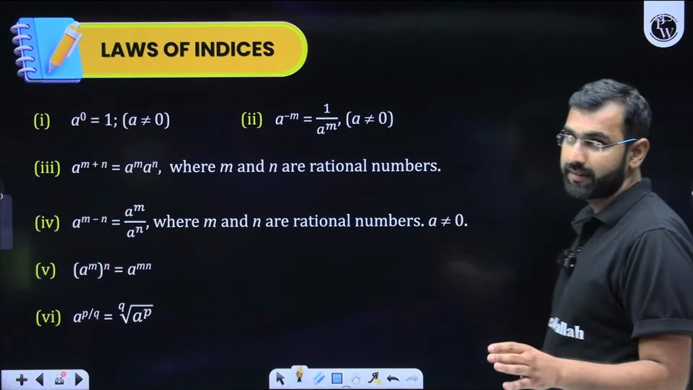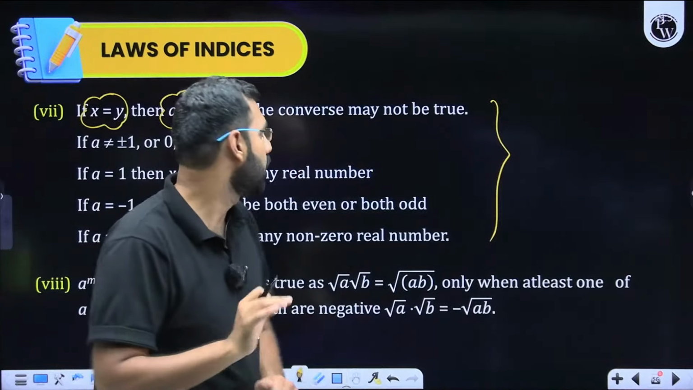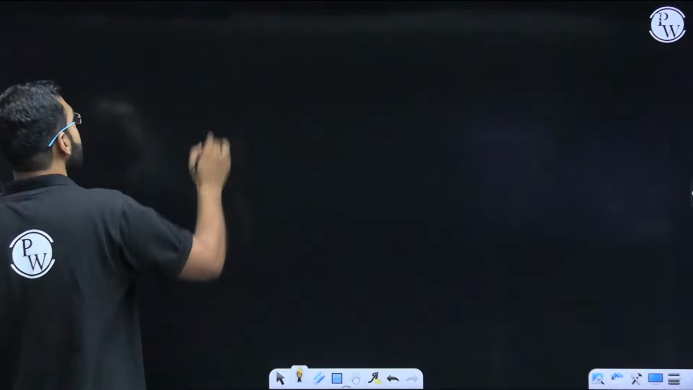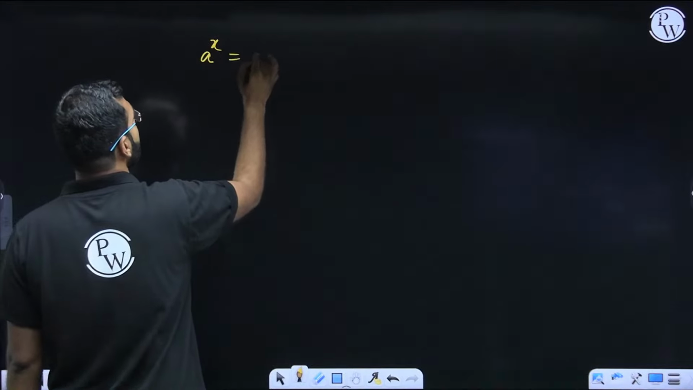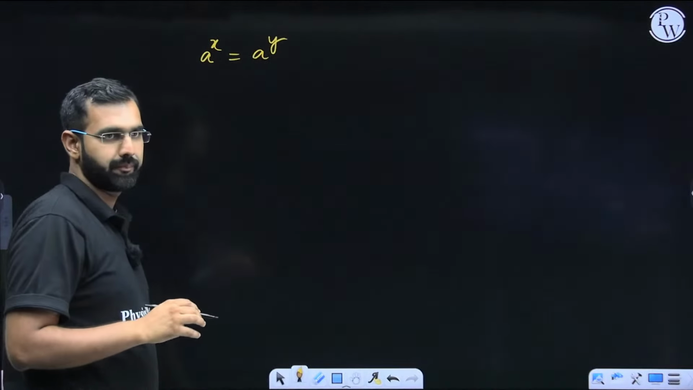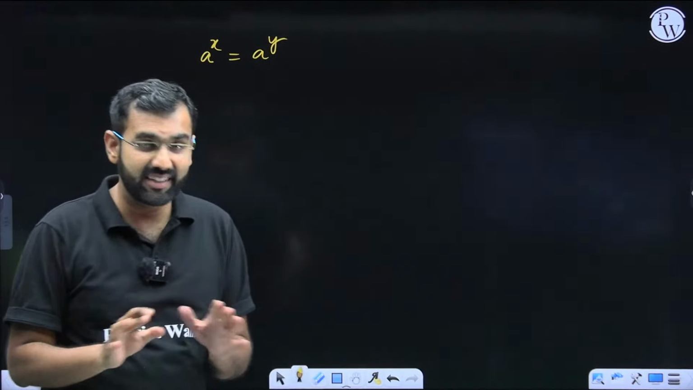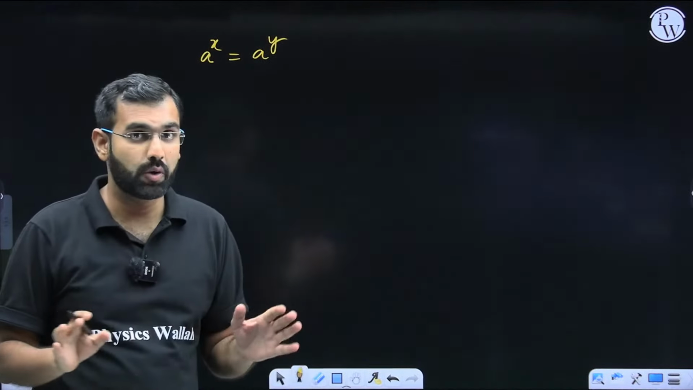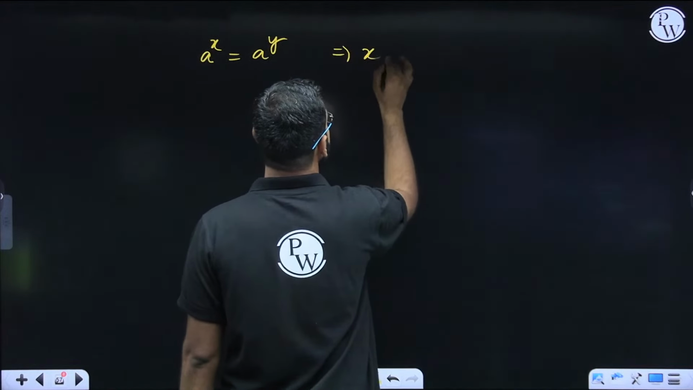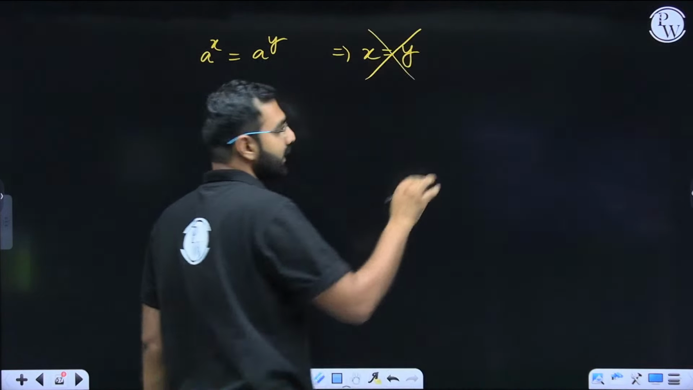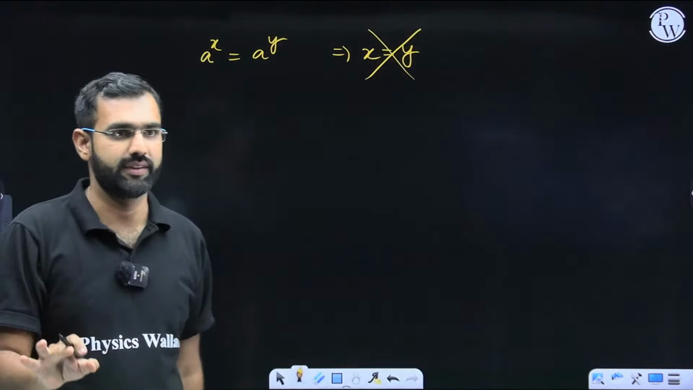Let's say whenever x is equal to y, then we can say a to the power x is equal to a to the power y. But the converse is not true. Converse means, if somebody says a to the power x is equal to a to the power y, where a is an arbitrary constant, does it imply x is equal to y? Not necessarily always.